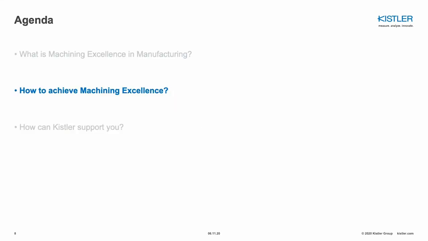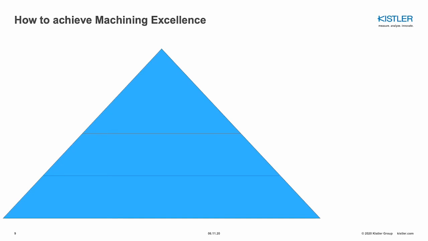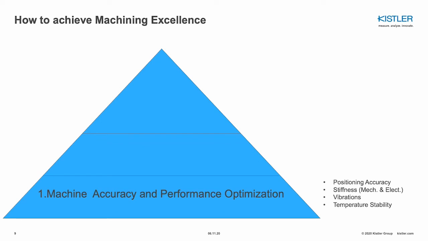Let's now move on to how to achieve machining excellence. If you look at the step-by-step of how to achieve machining excellence, the first foundation, the base of the excellence, is, of course, ensuring that you have the right machine properties, you understand that, and you can optimize certain settings both mechanically and electrically. This is the base of achieving machining excellence. You can make measurements on your machines offline, in this case. You can measure the accuracy of the positioning, the stiffness, which I will mention more, both mechanically and electrically, vibrations, temperature stability.